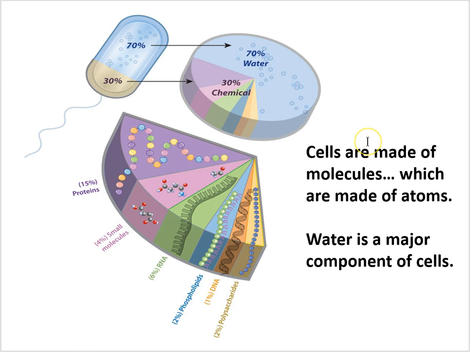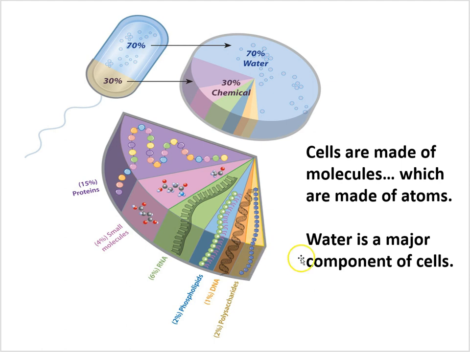Cells are made of molecules, which of course are made of atoms. In this diagram, we can see the molecular components of a living bacteria cell. It's about 70% water. That's the cytoplasm. And then 30% other chemicals, other kinds of molecules. And in that 30%, we can break that down into different categories of molecules. So 15% proteins, 4% small molecules, 6% RNA, that's a cousin to DNA. Phospholipids will make up the membrane of the cell, and then polysaccharides and sugars and things.